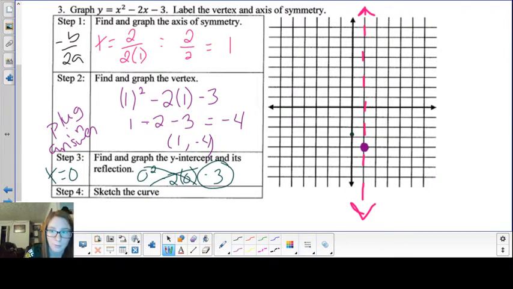1, 2, 3. I'm going to put a dot there. But since I am at negative 3 and 1 to the left of my axis of symmetry, I know that there's a point over here at down 3 and 1 to the right. And now I have 3 points and I can make a little sketch of my graph.